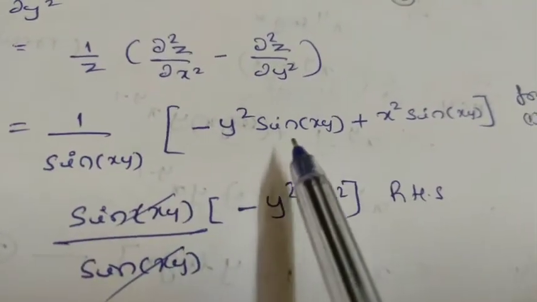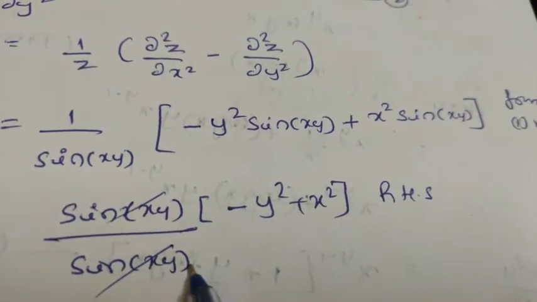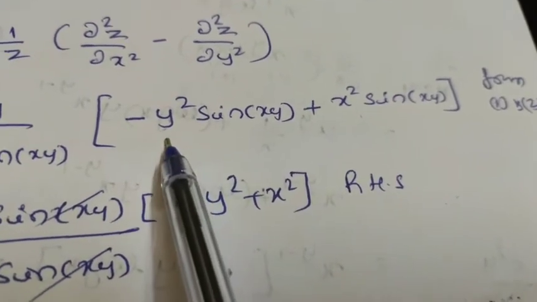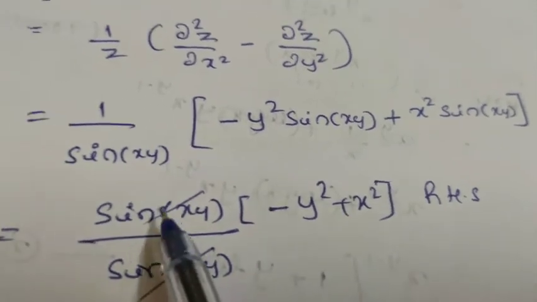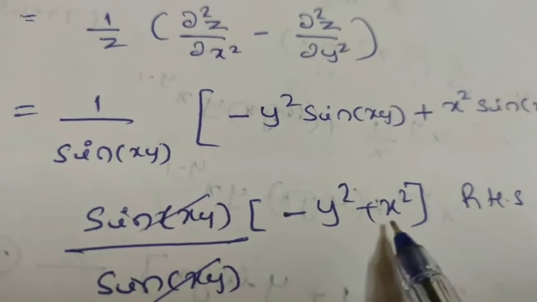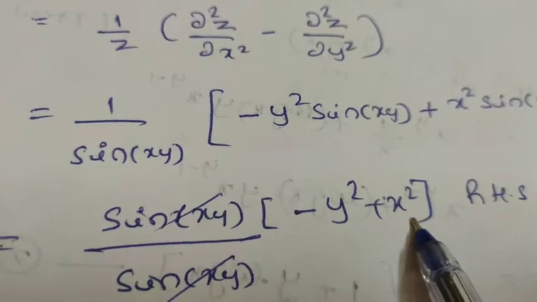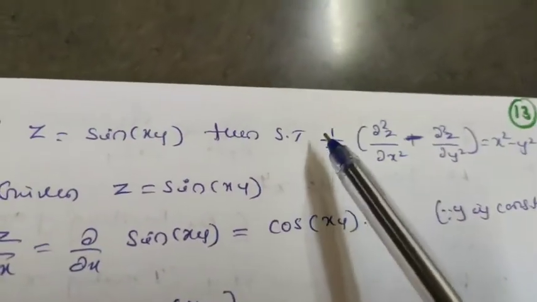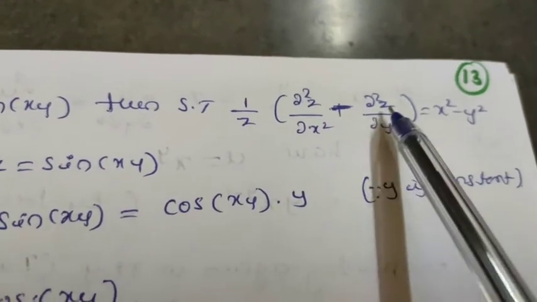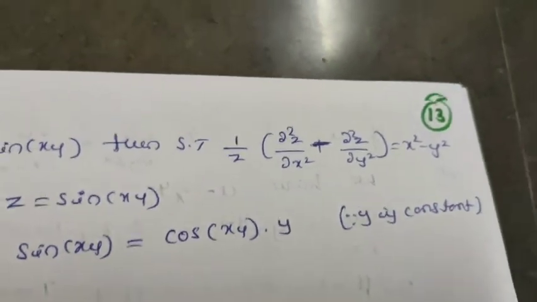So in this bracket sin xy is common. Let us take sin xy common and divide by sin xy as it is. In the bracket, minus y² plus x² remains, and sin xy gets cancelled. Simply what remains? It is x² minus y². This is only our RHS. So thus what we have here, 1 by z into ∂²z/∂x² minus ∂²z/∂y² is equal to, we got, x² minus y².